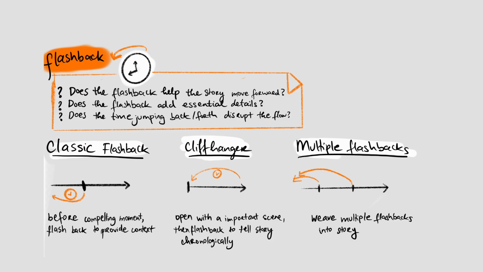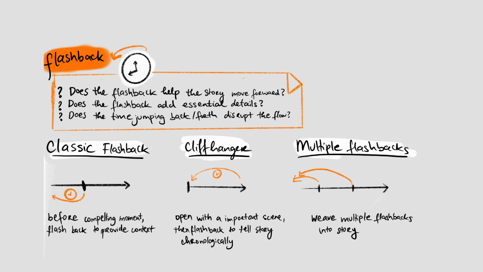The second type is flashback. Now, flashback can be tricky, so there are a few questions to keep in mind. Does the flashback help the story move forward? Does the flashback add essential details? Does the time jumping back and forth disrupt the flow?